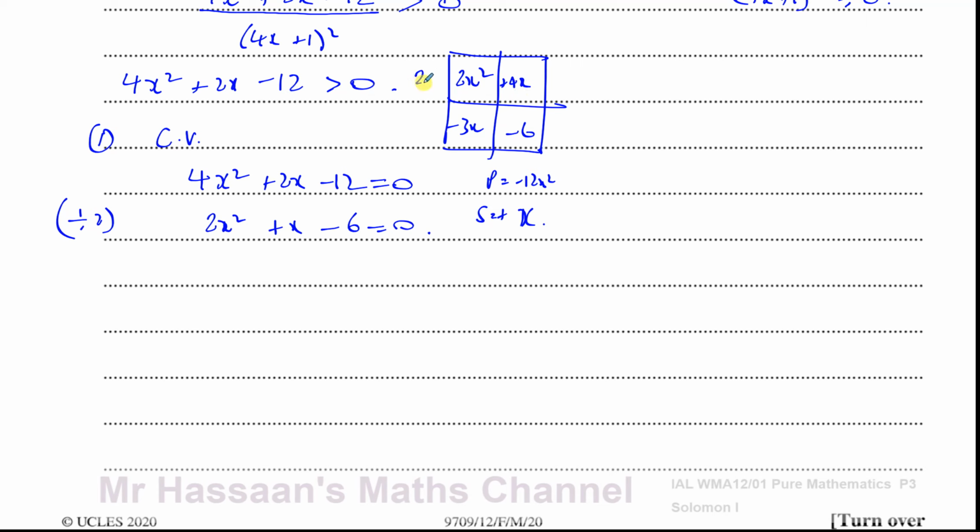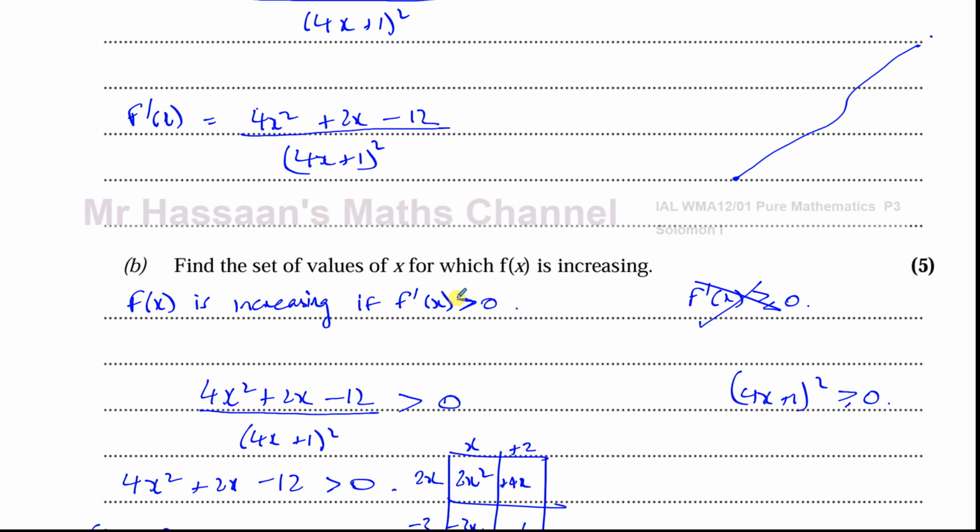So I can take out the common factor from these pairs of terms. 2x times x gives 2x², 2x times +2 gives 4x, and x times −3 gives −3x. So we're left with (2x − 3)(x + 2) = 0. So we have x = 3/2 and x = −2. Those are called the critical values.